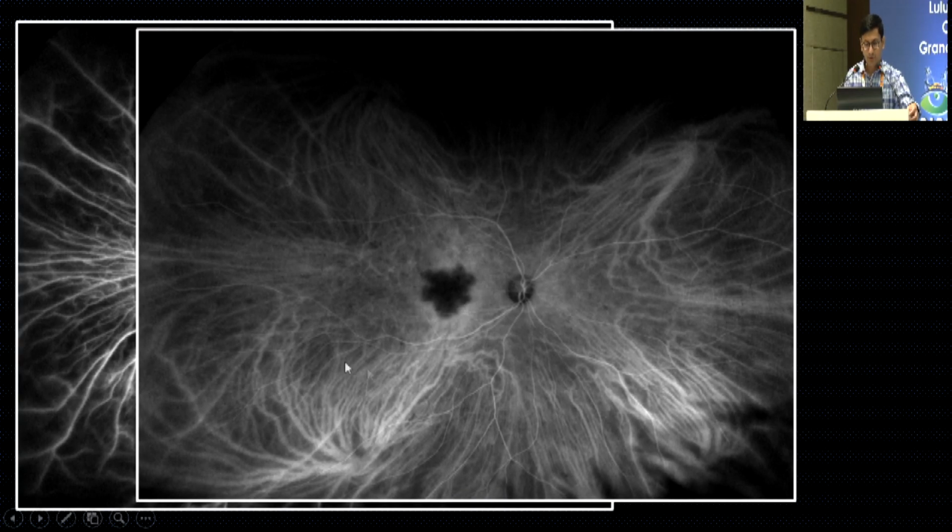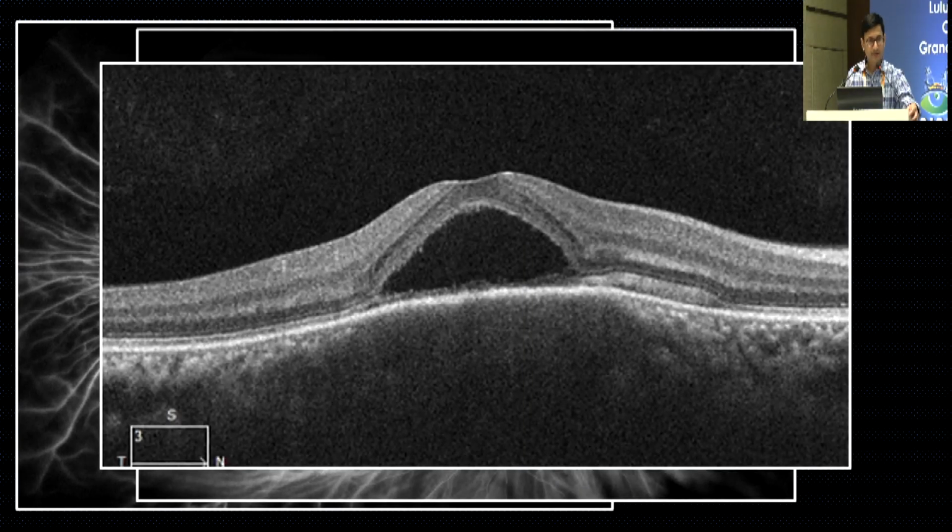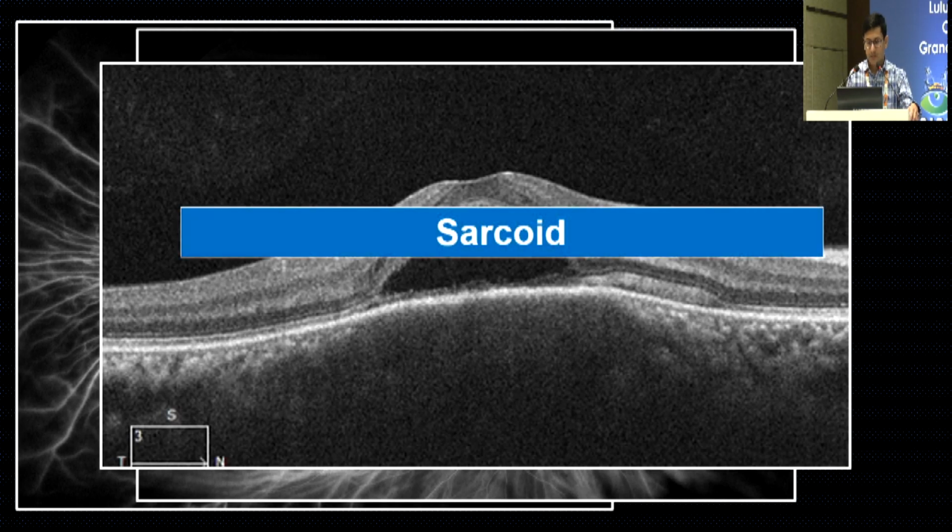But if you look at the periphery and the mid periphery, you have some small diffusely distributed hypofluorescent lesions as well. Looking at the OCT, you have subretinal fluid and you have bumping of the choroid. And to identify this bumped up choroid and focal thickening of the choroid becomes really important, because this will lead you to the diagnosis. So this is a patient of sarcoidosis.